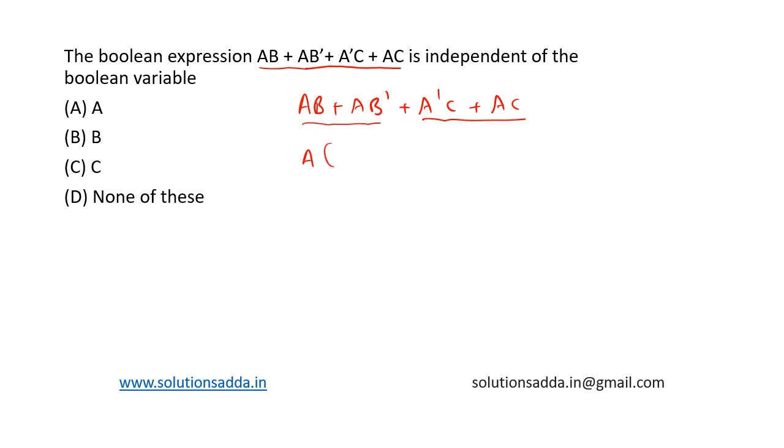We can minimize by combining the expressions like this. Taking A as common, B plus B bar. Taking C as common, we get A plus A bar. So we get A plus C. So the Boolean expression is independent of the Boolean variable B. The correct option here is option B.